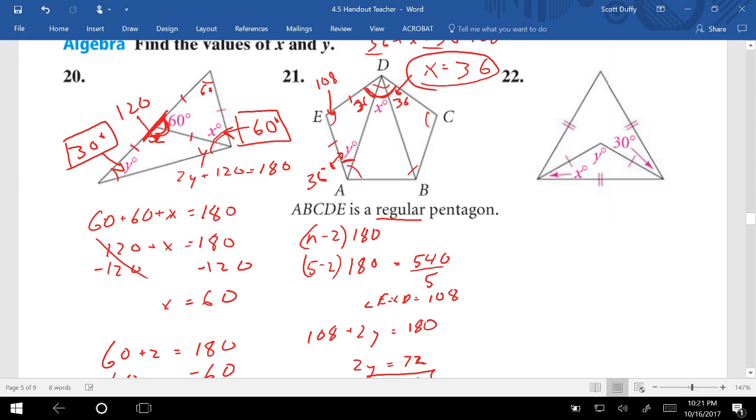Moving on to 22. If I have an equilateral triangle, all of the angles have to add up to 60 degrees. So I know this whole thing is 60. So if this part is 30, then this part is also 30. And if this is an isosceles triangle, both of these angles right here have to be equal. So therefore x is 30. And I know that 30 plus 30 plus y equals 180. So I say y equals 180 minus both 30s, and I get 120 degrees.